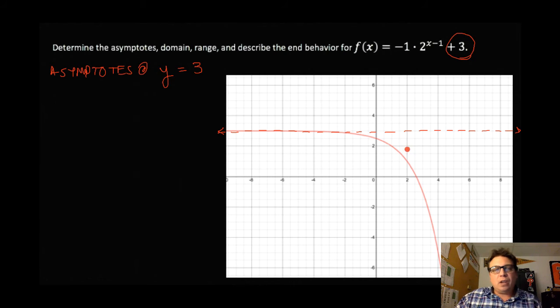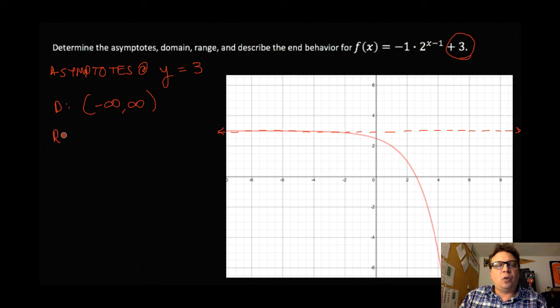Okay. So when we talk about the domain, it is going to be the set of all real numbers, which we describe in interval notation as -infinity to infinity. And this is always going to be the case with anything that is an exponential. The domain is always going to be this.